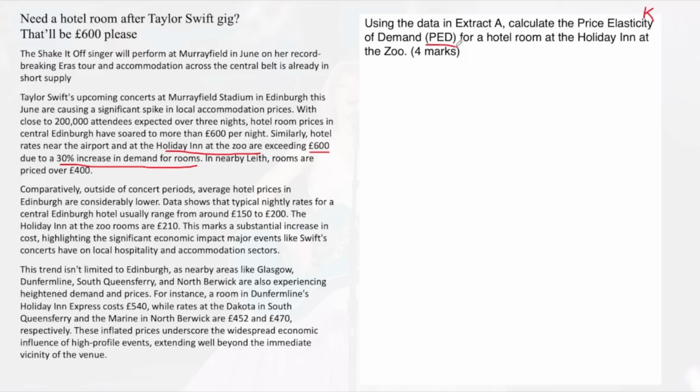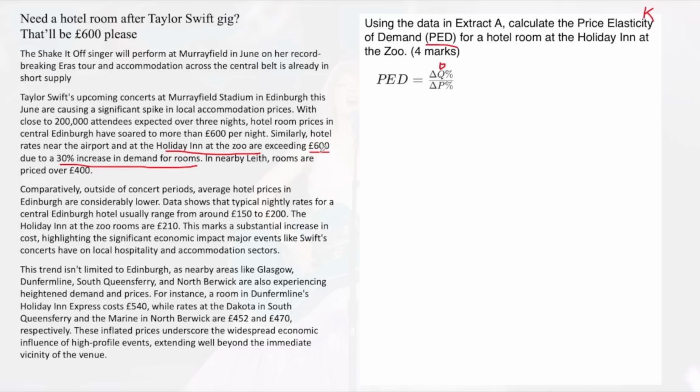So I know, because of my formula, I need to look for quantity demanded. I'll put a D in there because that's how we teach it. We don't put Q, we put D, but Q or D you'd get away with. And we've got P down the bottom. So what we've got there is increase in demand for rooms, quantity demanded. And we've got a price up there exceeding 600, but we need the percentage change.